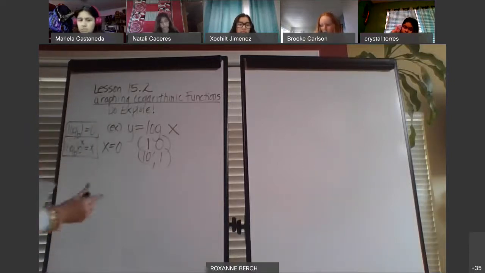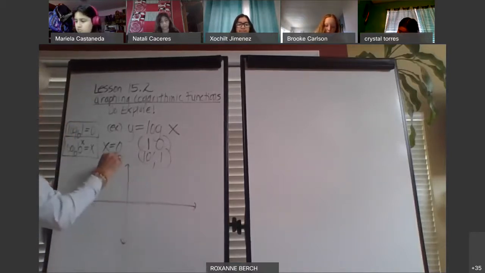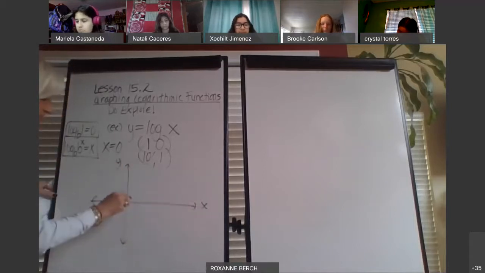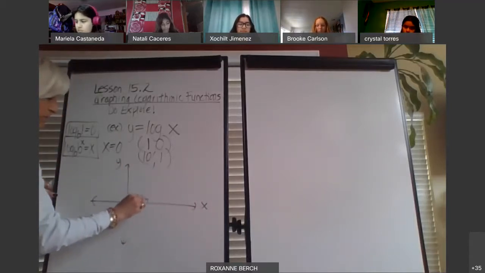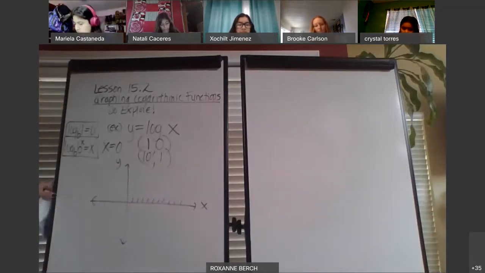So therefore, if you want to graph this, I'm going to do a few of these. You would want to label your axes, but take the x out to 10: 1, 2, 3, 4, 5, 6, 7, 8, 9, 10, and graph the points. So you do have a vertical asymptote at x equals 0.